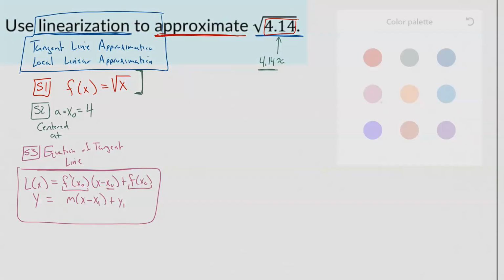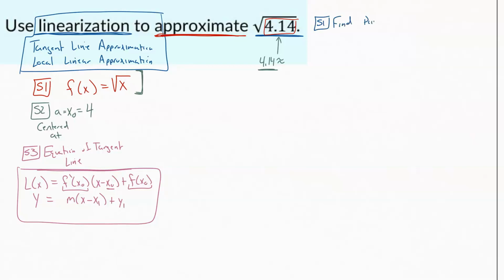So the first thing we're going to do, we're just going to follow the same set of steps we follow for finding the equation of the tangent line. Step 1 of that process is we need to find the point on the graph. So we need to find our x and our y right now.